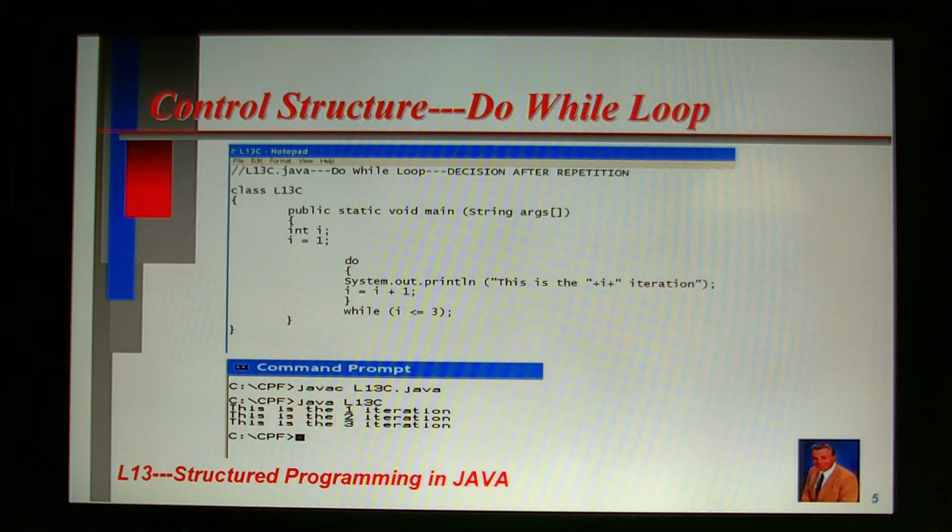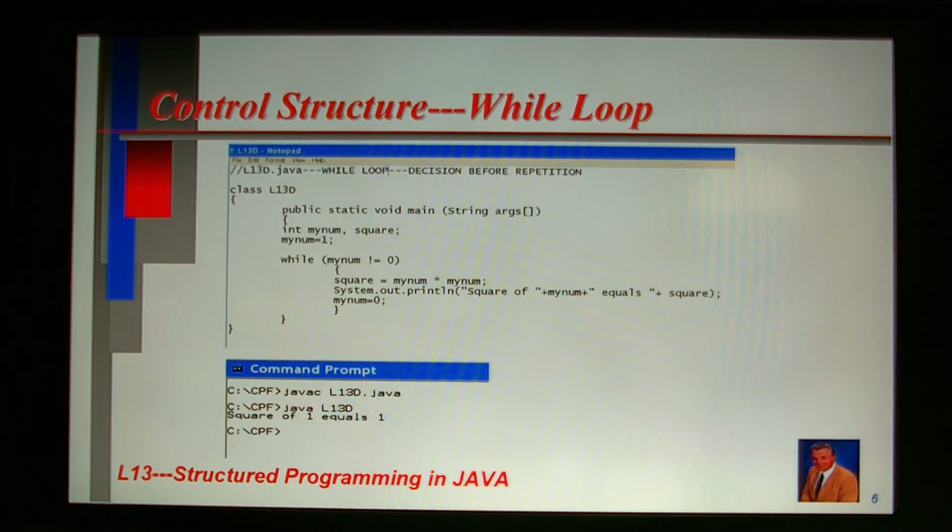In conclusion, I trust that computer program code model L13C.Java demonstrates the differences between the do while loop control structure and the for loop control structure previously discussed. Computer program code model L13D.Java demonstrates the while loop control structure. The while loop is a member of the repetition family of control structures.